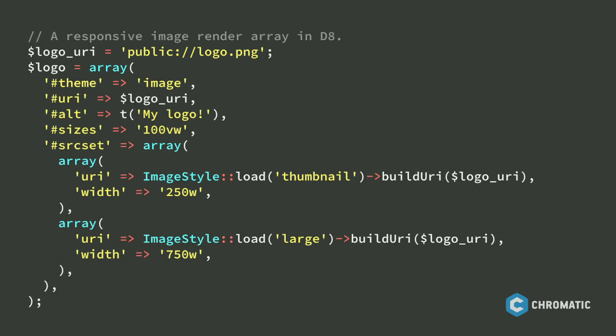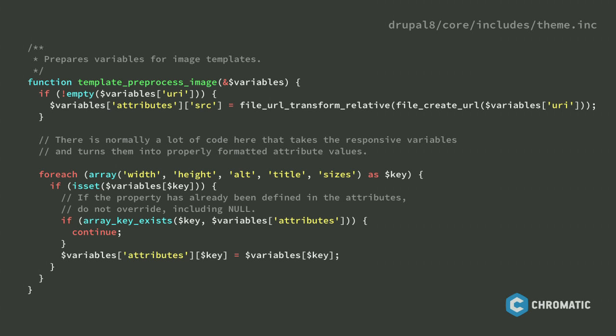What's going to take the value of our source set and sizes and URI and alt and turn those into strings that the template can print? The answer to that is preprocess functions. And this is core's preprocess function for the image theme hook.